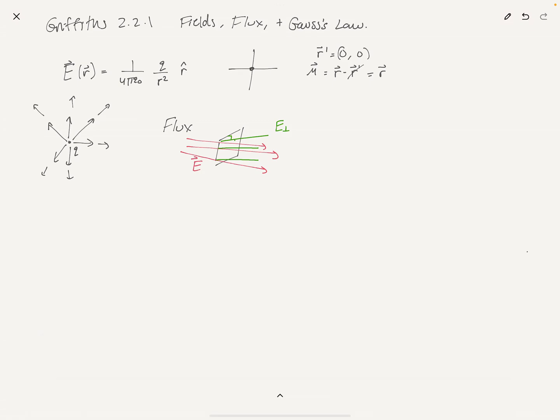And the flux is defined as the integral over my whole surface of my perpendicular components, right? The easiest thing to do here is just take the total field and dot it with my infinitesimal area vector that picks up only the perpendicular components, and that leaves me with my flux.